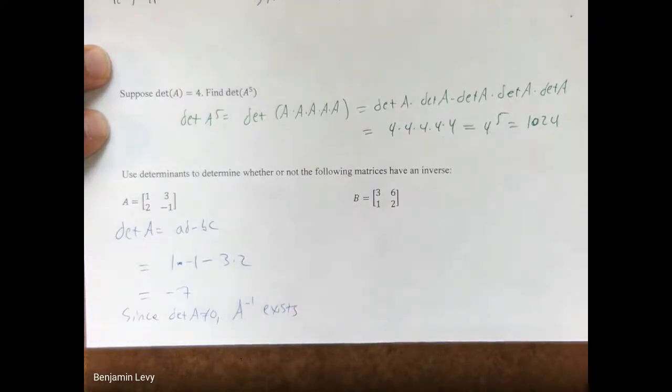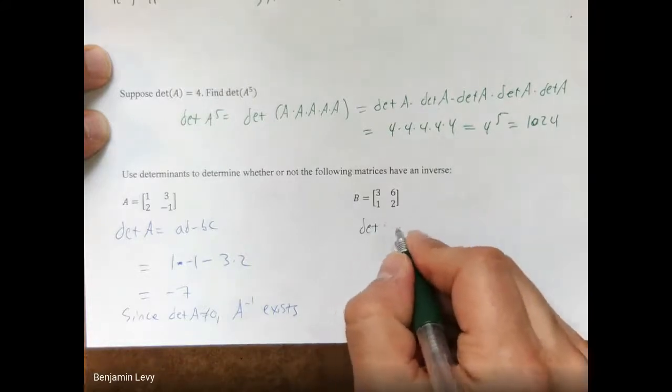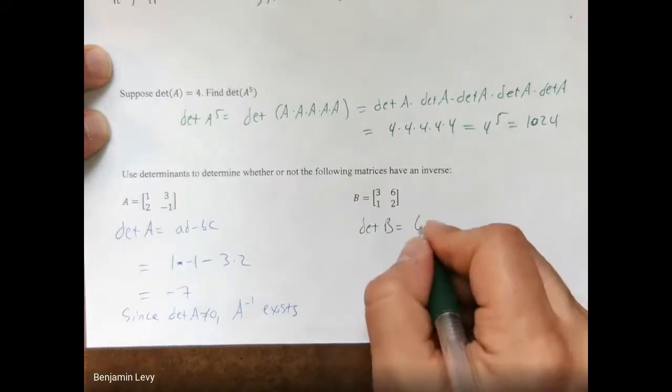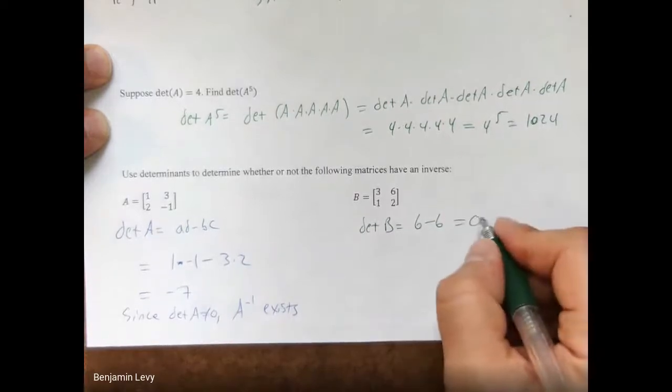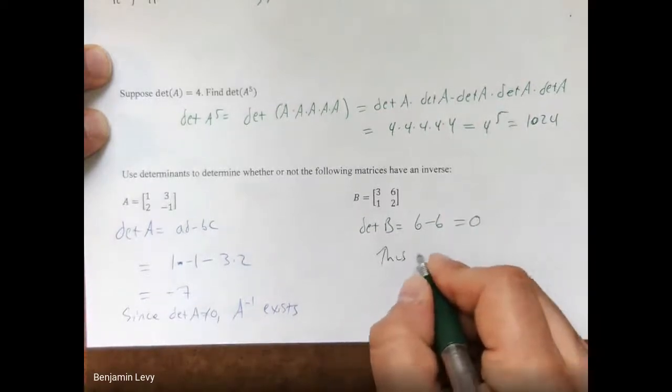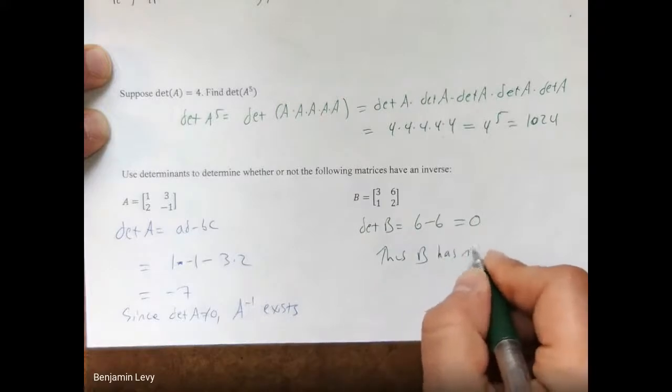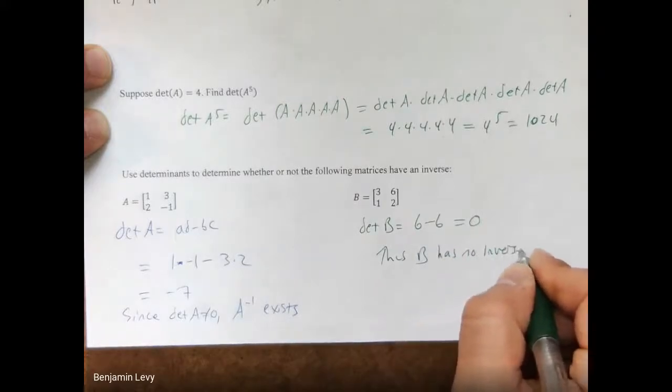I think on the next one, we're going to get a 0. So if we do the determinant of this one, we also do AD minus BC, but in this case, we get 6 minus 6. So we get 0. And so B does not have an inverse since we get a 0 determinant.